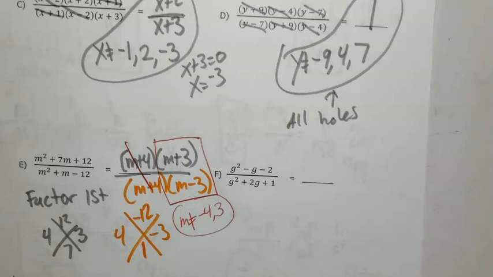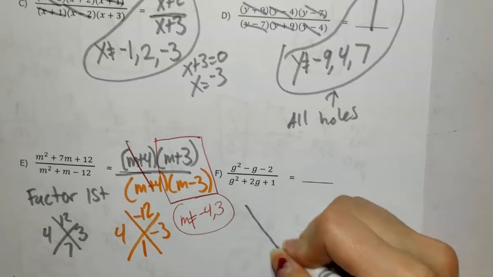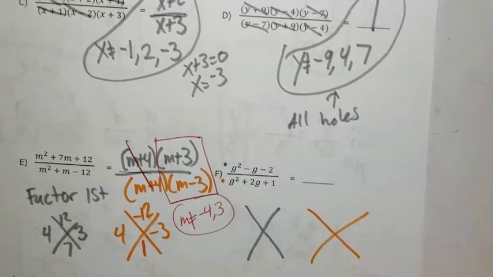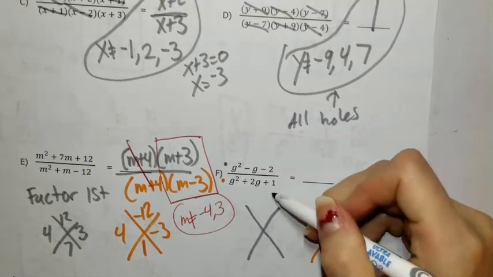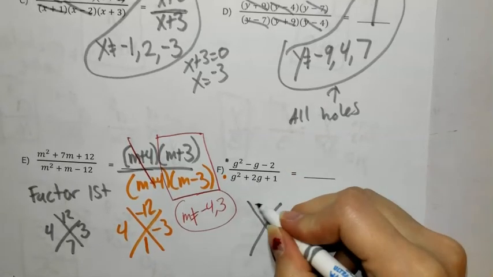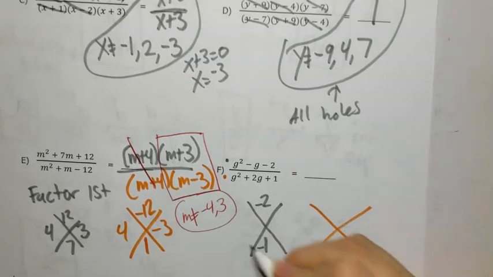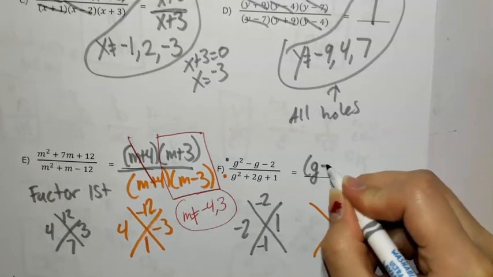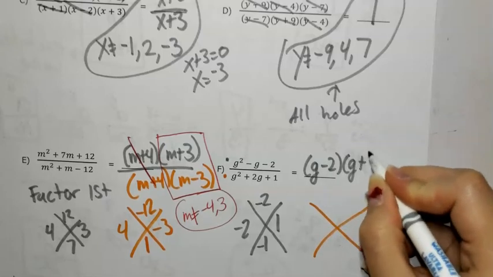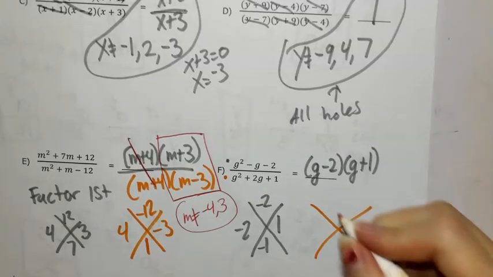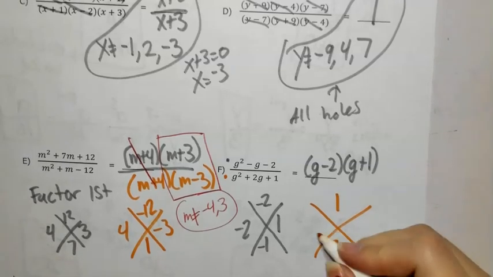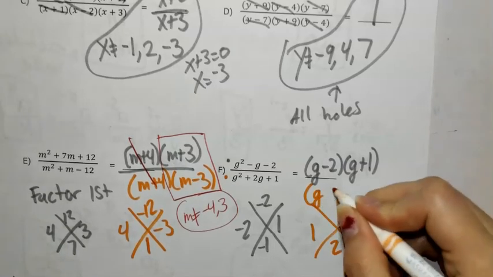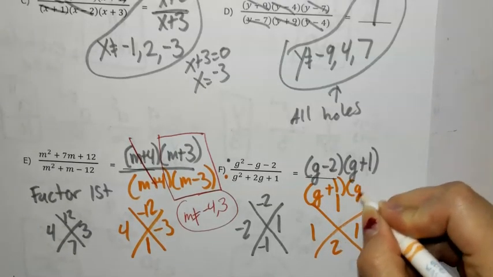All right, let's factor this one. So we're going to factor the numerator and the denominator. For this one, we're going to have -2 at the top, -1 at the bottom, -2 and +1. So we have g minus 2 and g plus 1 up here. At the bottom, we're going to have 1 and 2. 1 times 1 is 1, 1 plus 1 is 2. So we have g plus 1 times g plus 1.